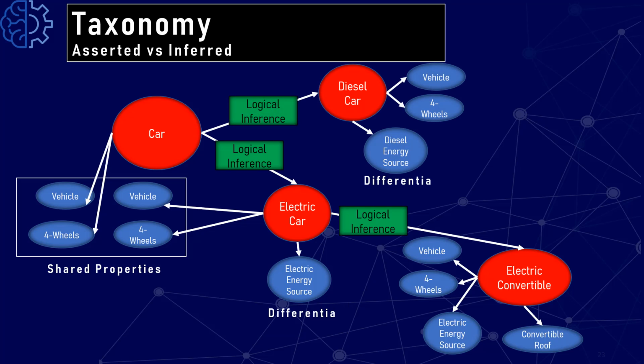We could insert another concept, a diesel car, where it would have diesel energy source as the differentia. This makes diesel car and electric car siblings, with car as their parent class. Electric convertible is not a child class of diesel car since it doesn't share the same core properties.